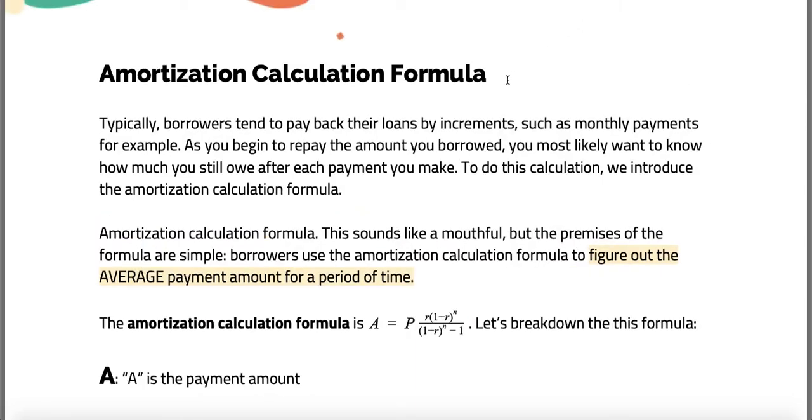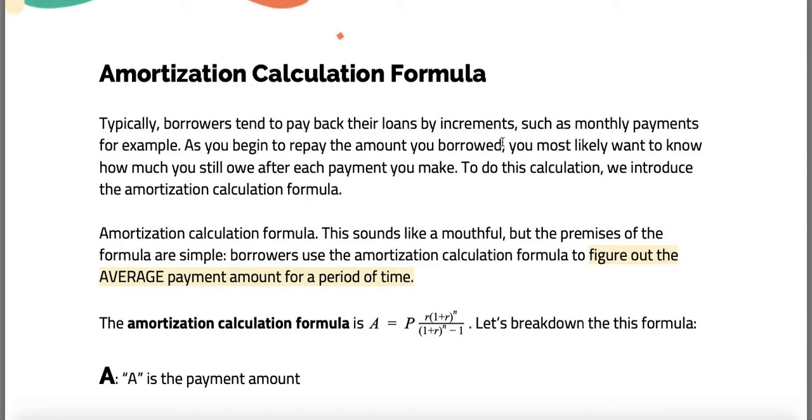Now let's take a look at the amortization calculation formula. Now the first time I even heard of this or saw the formula, I was totally confused and it seems like a mouthful, but it actually is a pretty simple idea. This formula allows you to figure out the average payment amount for a period of time. Why would you need this? Well, essentially, you're going to usually pay back your loan in increments.